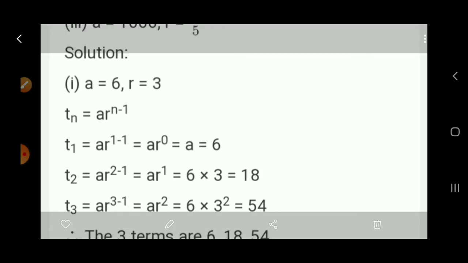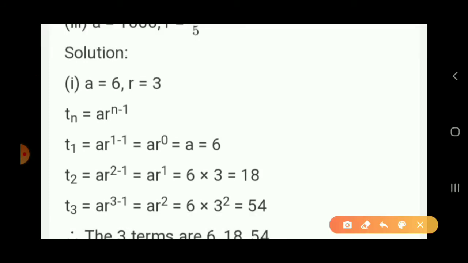See the solution. A is 6, R is 3, so Tn is equal to A into R power n minus 1. For a term, we can use the Tn formula. First term, that is T1: A into R power 1 minus 1, so A R power 0. N is 1, so 1 minus 1 is 0. Anything power 0 is 1, so R power 0 is 1, so A. A is already given in the question, so A equal to 6.